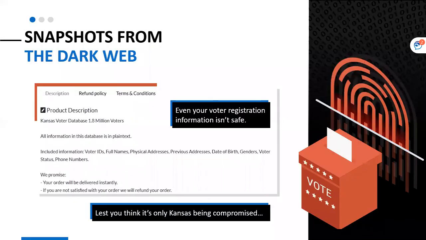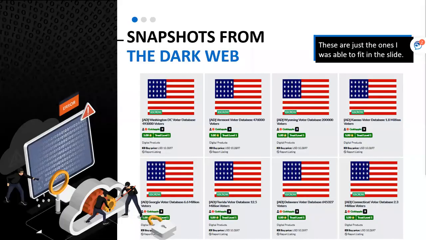And here's another snapshot into the dark web. It's crazy what can be found that cyber criminals are selling. This is a posting selling the Kansas voter database with about 1.8 million voters' information. It includes full name, address, phone number, date of birth, gender, voter status, and this year's an election year. Some states are moving to online voting due to COVID. So this can be a pretty big risk.